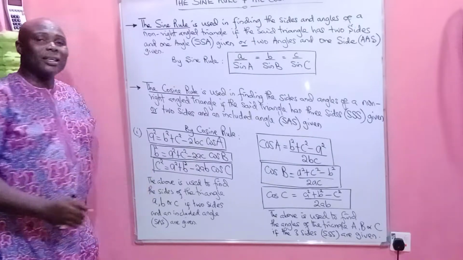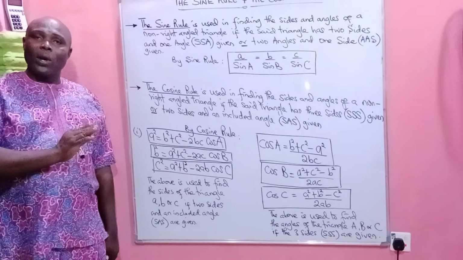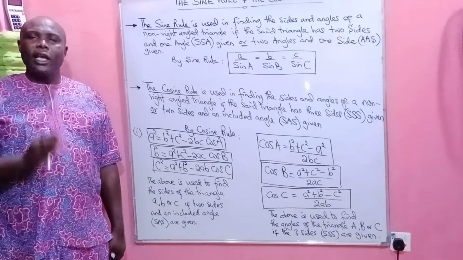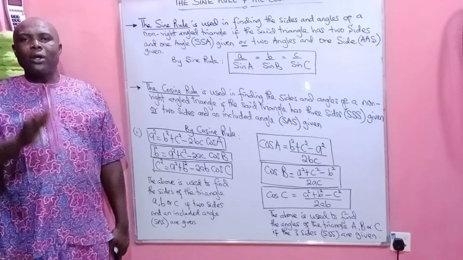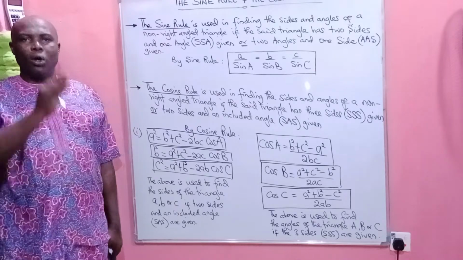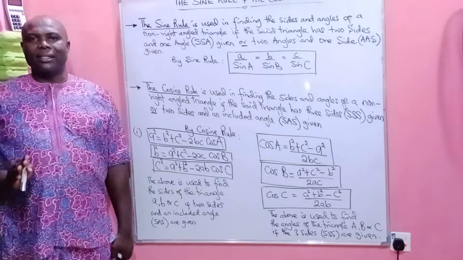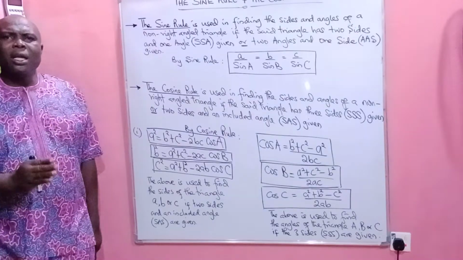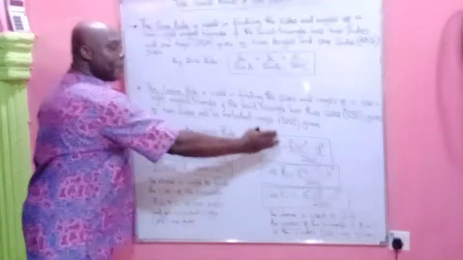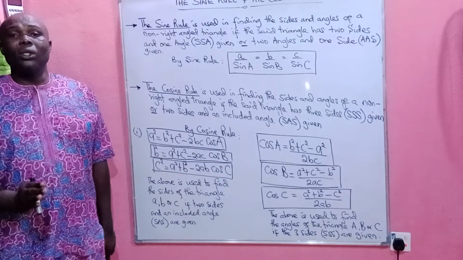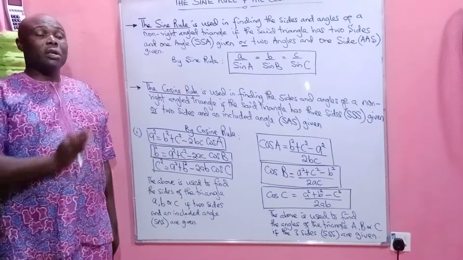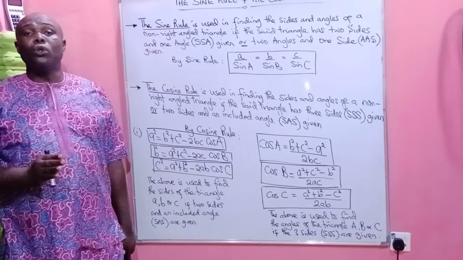And if you're looking for the side c, which is c squared, we have c squared is equal to a squared plus b squared minus 2ab cos C. That's how you find the sides a, b, and c using the cosine rule. But if you're looking for the angles, capital A, B, and C, if it is the angle A you are looking for, you use cos A.